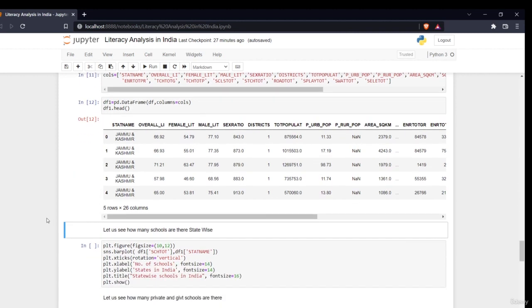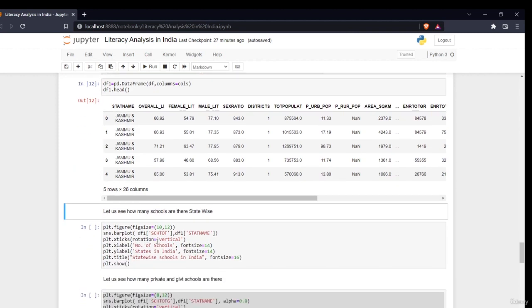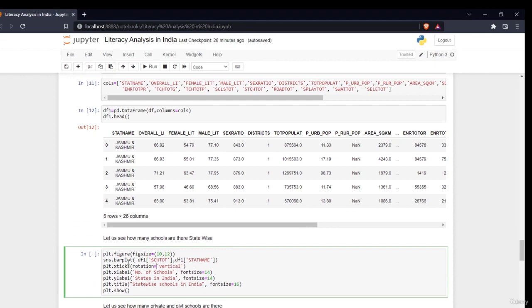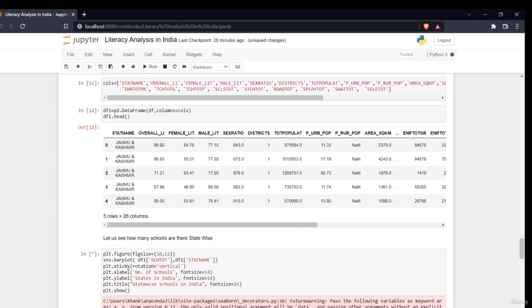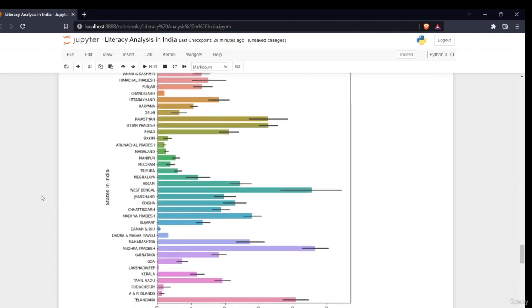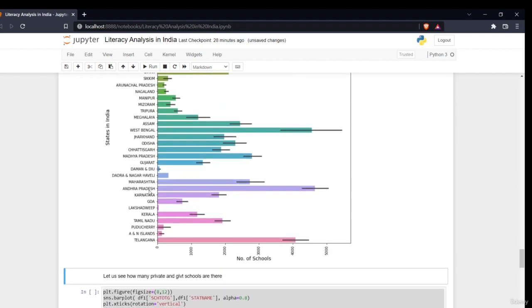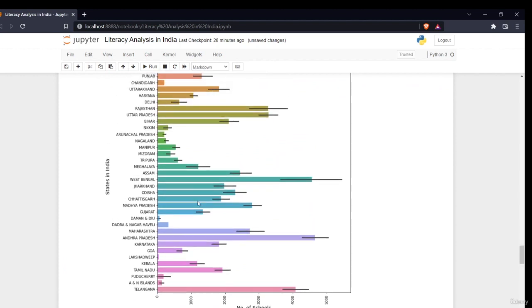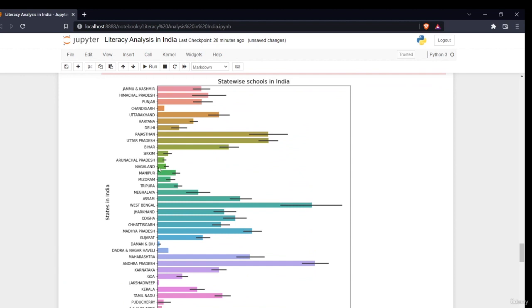And now we are seeing how many schools there are. So HCHTOT means the total schools. This is the same command, same code, using the bar plot. As you can see, for the number of schools, Andhra Pradesh, West Bengal and Telangana are ruling again. They have the highest number of schools, and the lowest we see are Nagaland, Arunachal Pradesh, Sikkim. But this may also be because these have a very small area.